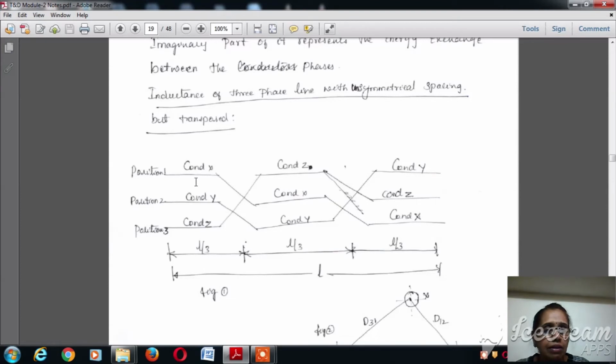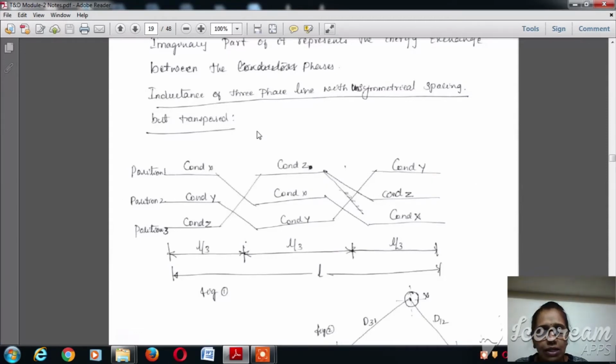Here we can see position 1, position 2, position 3, and conductors X, Y, Z. When we transpose the line, each conductor goes to the next position. That is, conductor X will take the second position, conductor Y will take the third position, and conductor Z will take the first position. This is called transposition. Again, conductor Z will go to the second one, and again the second one will become the third and the third will become the first. So when we do this transposition, it exchanges the positions along the transmission line.